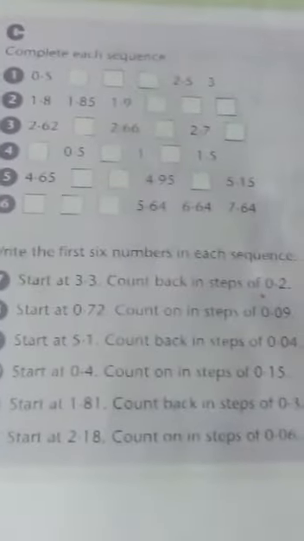And the last thing, if you really want to be challenged, is to do some extra work. Counting the decimals, you've got section A, section B, and more challenging is section C. So when they say start at 3.3, count back in steps of 0.2. So you've got to count back. So you go down from 3.3.